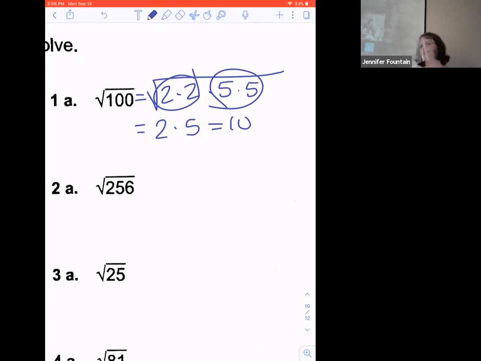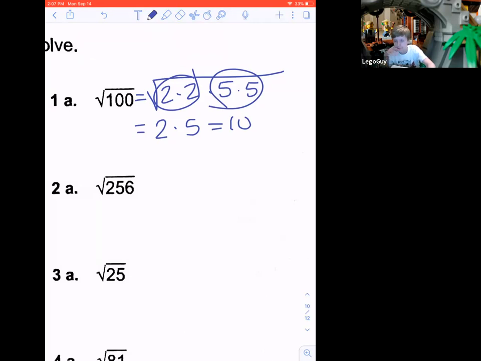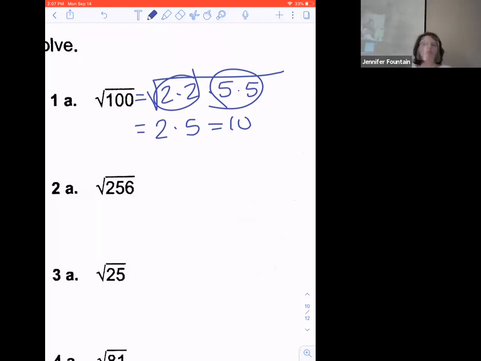All right, 256. Does anybody know if that's a perfect square? Yes. Okay, Hunter, what's the square root of 256? 16. Okay, let's try. What is 16 times 16? 6 times 6 is 36. And so 16 times 16 is 256. So we don't even have to do prime factorization on that. We know that that's going to be 16.